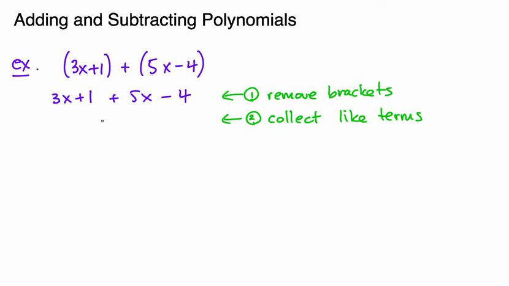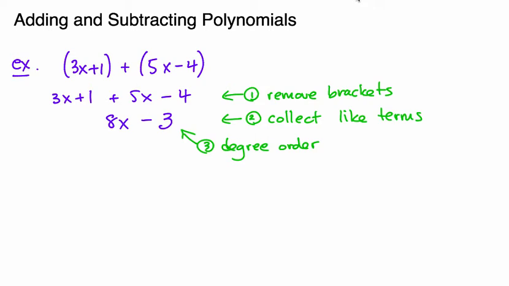So 3x and 5x are the same shape, that makes a total of 8x, and positive 1 take away 4 would make a grand total of negative 3. There is an extra step to do with these questions, which is to make sure that your answer is in degree order. That's really a simplification step, similar to reducing fractions to lowest terms. Degree order just means making sure that everything goes from the highest degree down to the lowest degree, as we explained in the last lesson.